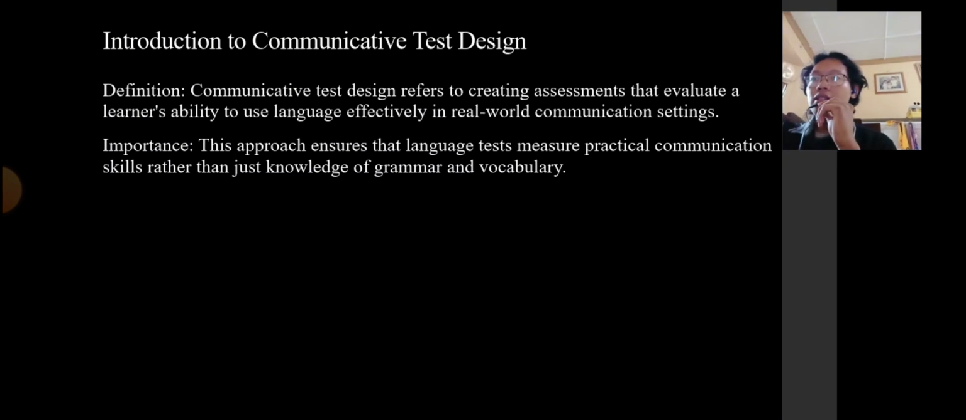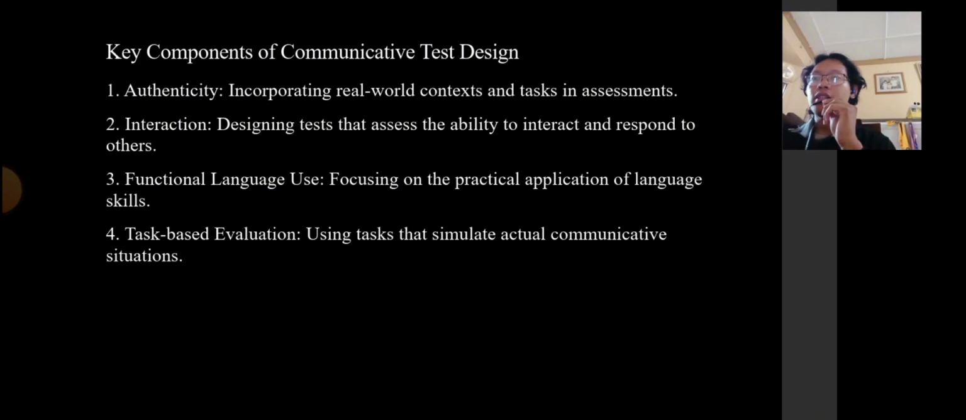the definition: communicative test design refers to creating assessments that evaluate a learner's ability to use language effectively in real-world communication settings. And for the importance, this approach ensures that language tests measure practical communication skills rather than just knowledge of grammar and vocabulary. And then, key components of communicative test design.